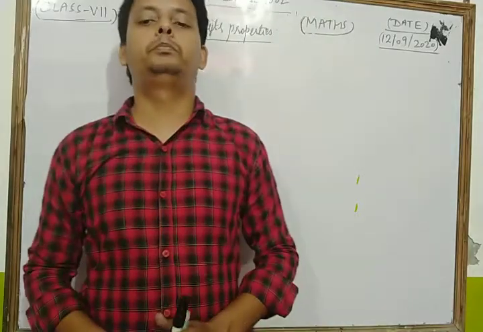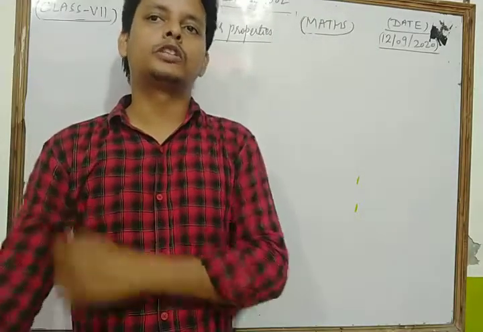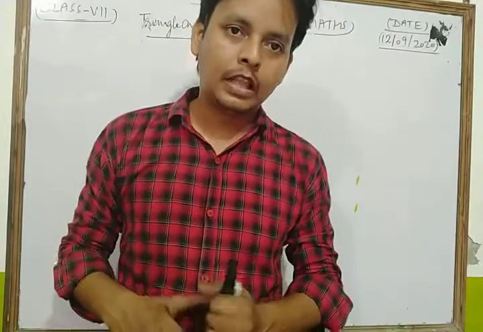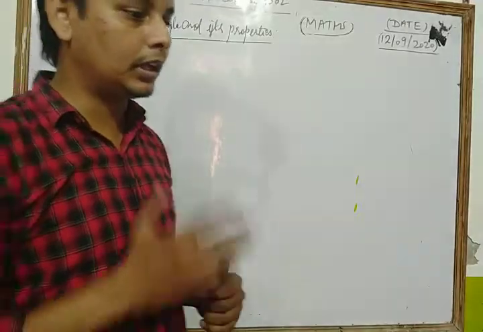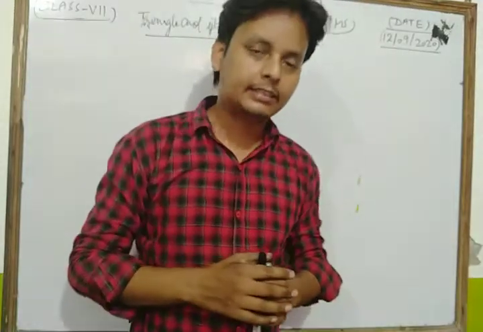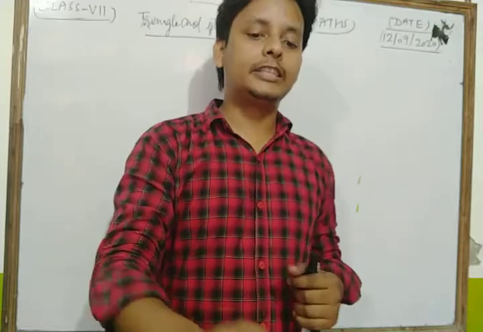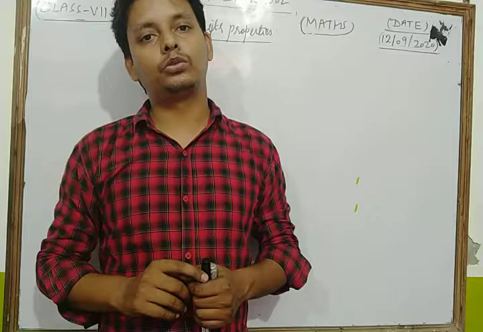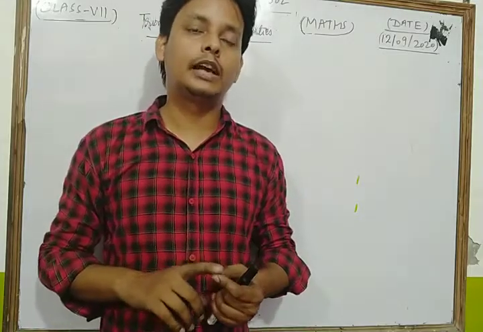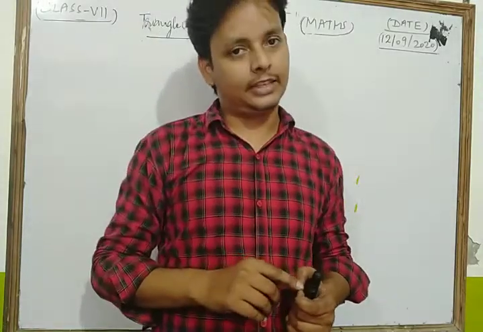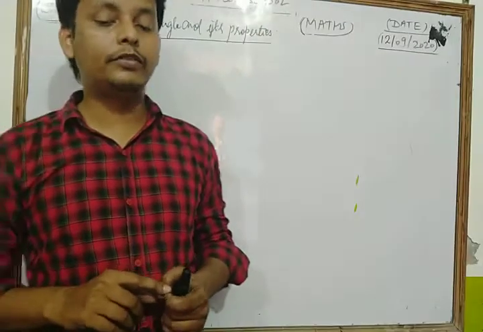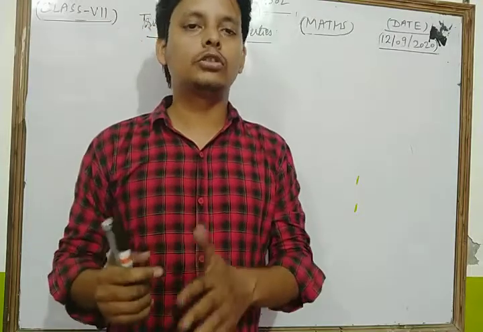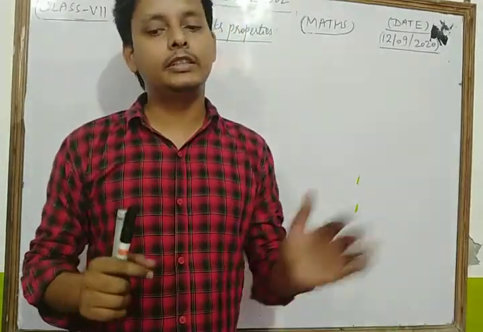Dear students, in the previous class we discussed the chapter on the triangle and its properties. In that chapter, we discussed all the properties related to triangles, the exterior angle properties, the medians of the triangle as well as the altitudes of the triangles. We also solved some questions of your NCERT exercise based on all the concepts which we discussed in the previous class.